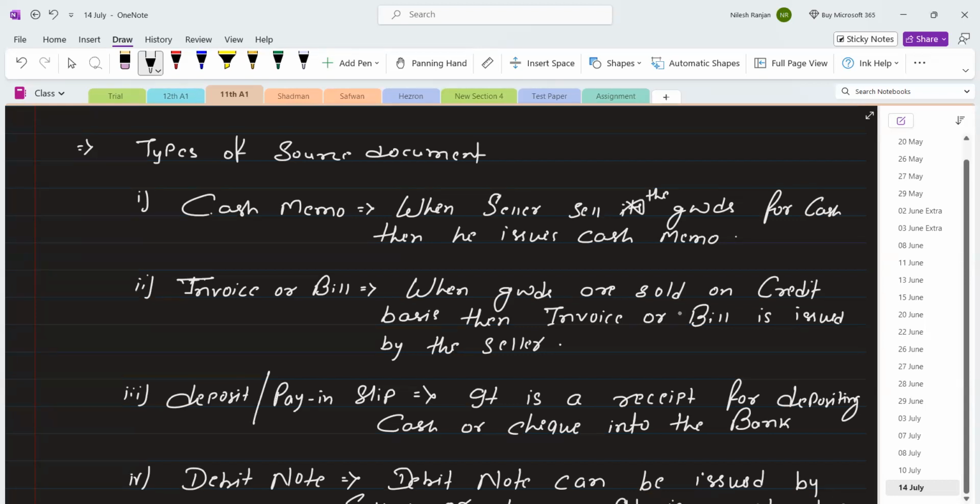So can you read the first line? Can you read the first line of cash memo? When seller sells the goods for cash, then he issues cash memo.